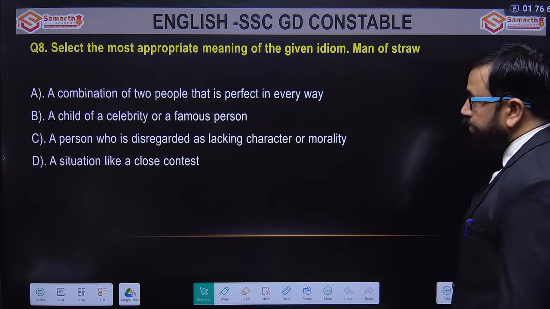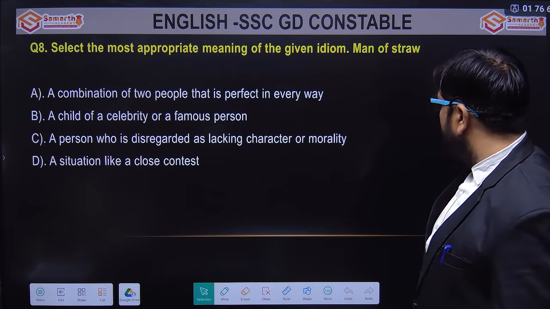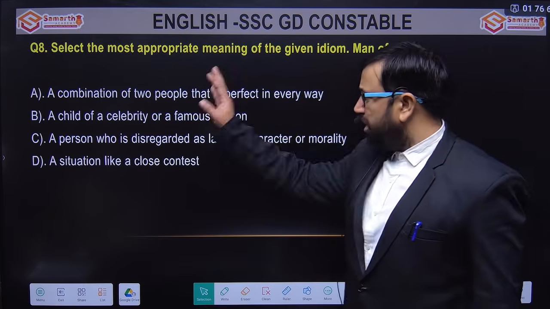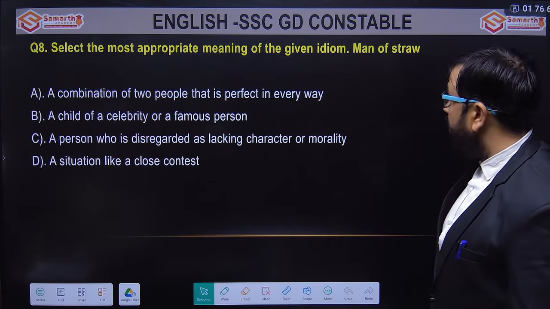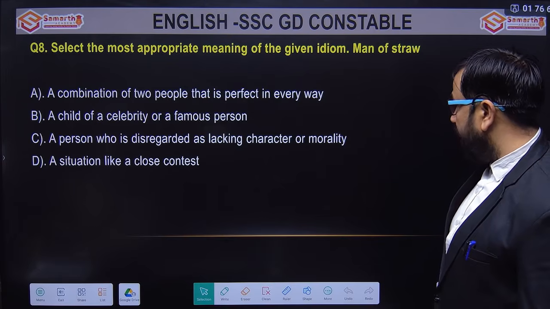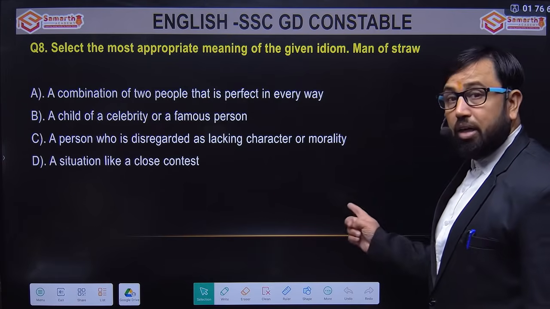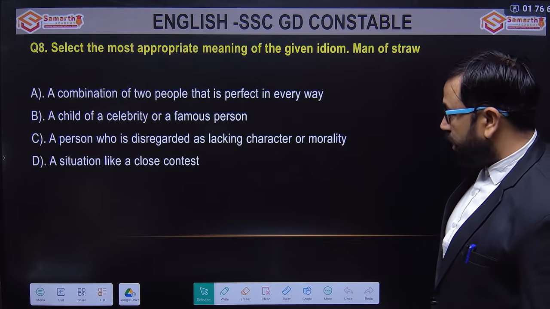Option देखेंगे. A combination of two people that is perfect in every way. No. Man of straw, so two people हो नहीं सकते. So A should be ruled out. A child of a celebrity or a famous person. No. A person who is disregarded as lacking character or morality. This one is more sensible. Last one is a situation like a close contest.